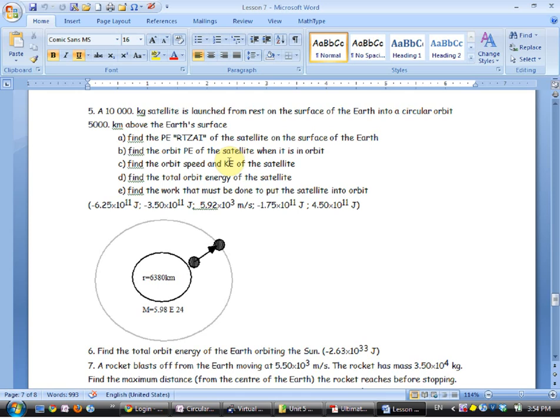Could you find then the total orbit energy? Sure. It would be whatever the potential was up there, plus whatever the kinetic was up there. And it would be negative, because to get out to infinity, you'd have to add energy still. Does that make sense? And then find the total work. So let's try this puppy.